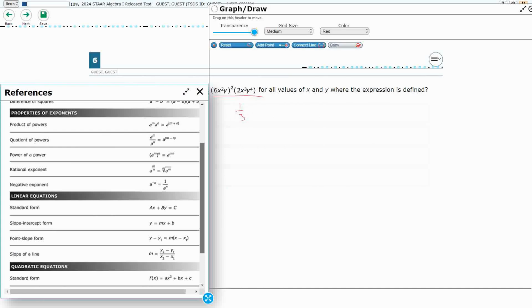So let's rewrite this here so we don't lose that. 1/3. And then I'm going to use different colors here to get each of these going. 6x squared y, and then all of that is squared. And then I've got this 2x to the third, y to the fourth, right? And what we're thinking about is PEMDAS, right? We're thinking about doing it in that order still.